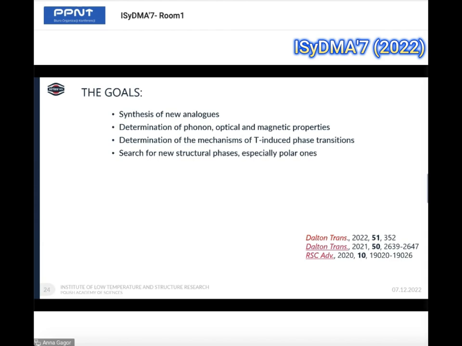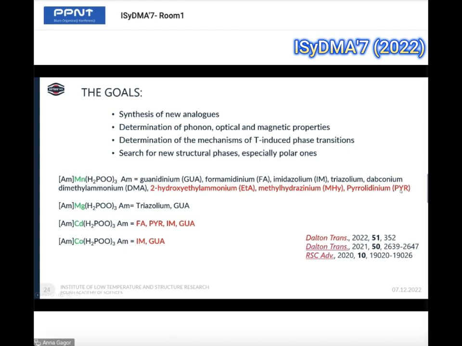Because there were not many hypophosphites, we decided to synthesize new analogs and determine their physicochemical properties. And after our study, we added to the list of known hypophosphites these new materials, which are listed here.